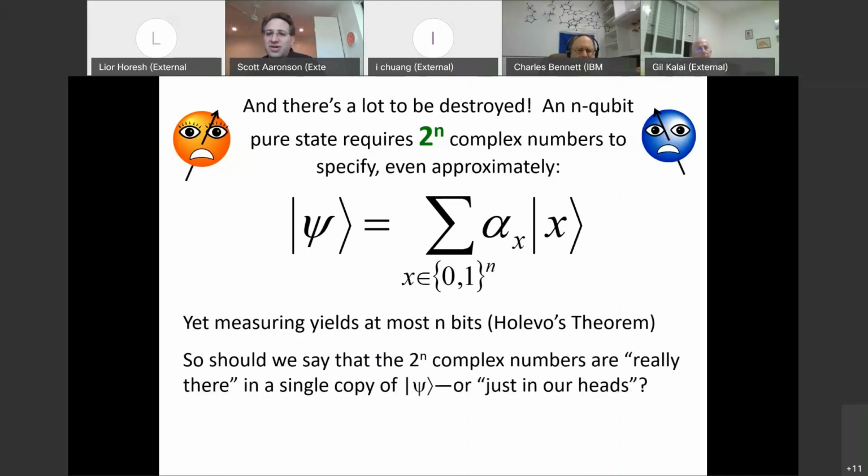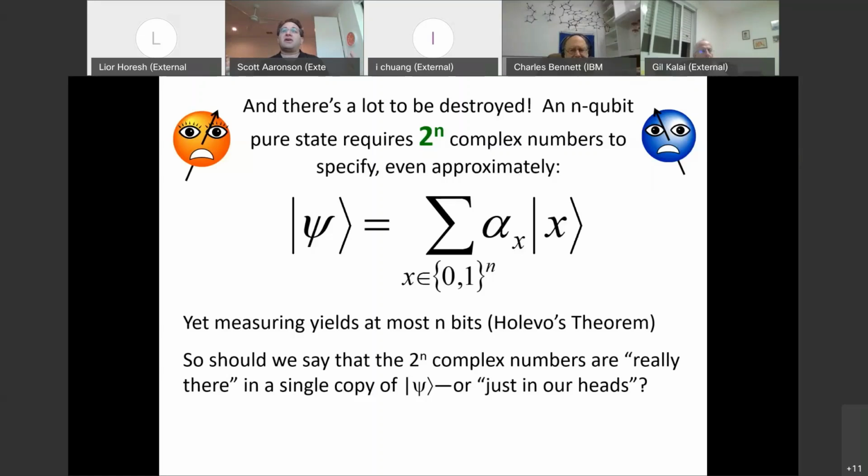Okay, so this raises a philosophical question. Should you say that these amplitudes, these 2 to the n complex numbers, are really there in the quantum state, really there in nature, in the universe? Or are they just part of our description of the universe? Are they like a mental bookkeeping device?